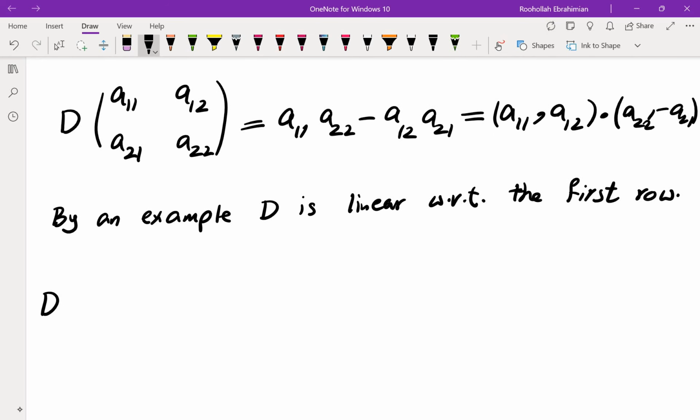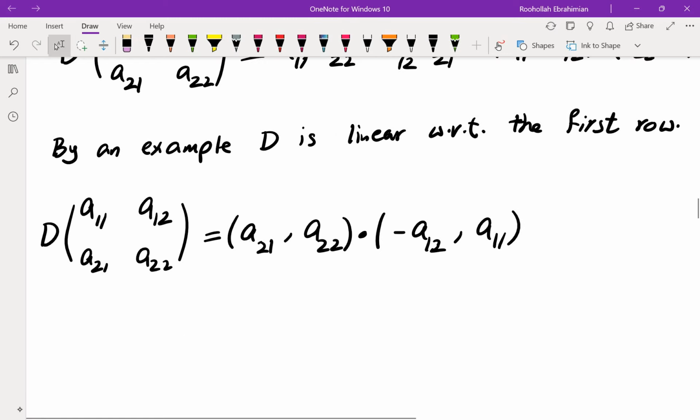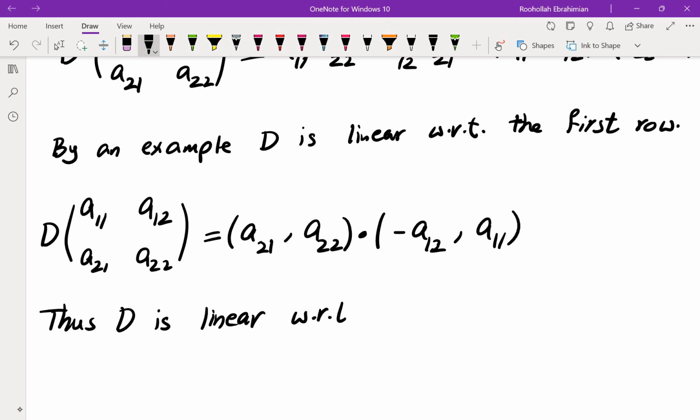Now we could also write it down as a dot product using the second row. The second row is (a21, a22) dotted with (negative a12, a11). So that means d is linear with respect to the second row.